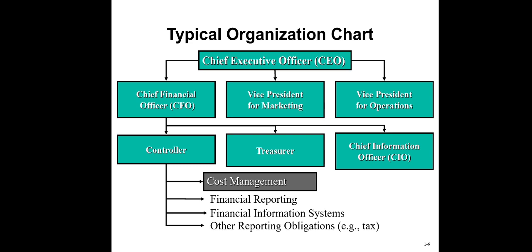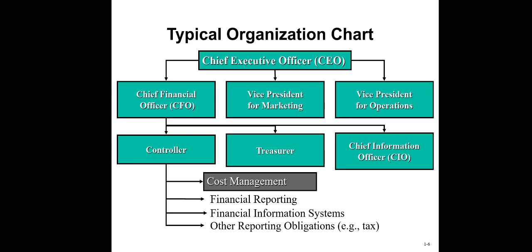cost management, which is one of the functions of a management accountant, is under the financial controller. So if in the future you are planning to work as a management accountant, you have to be aware that you will work under the financial controller. The financial controller is working under the chief financial officer, and the chief financial officer has to report to the chief executive officer.